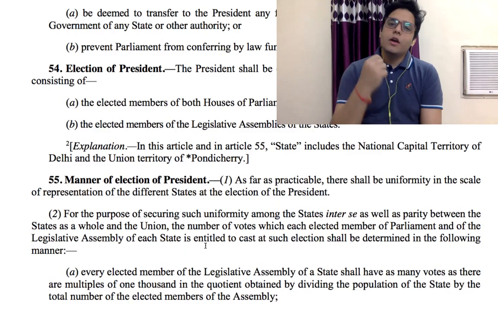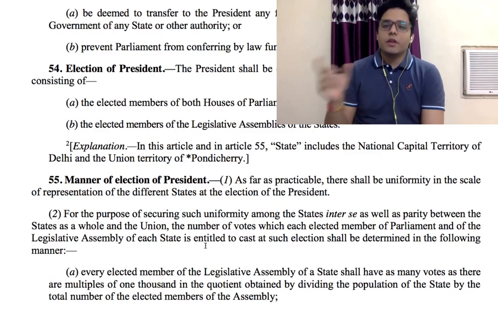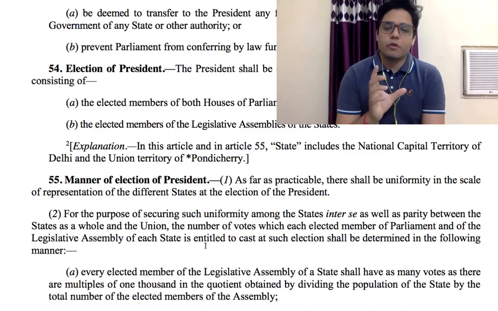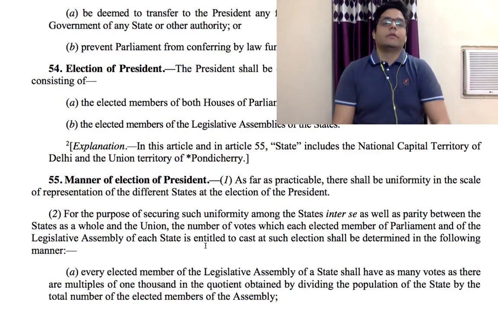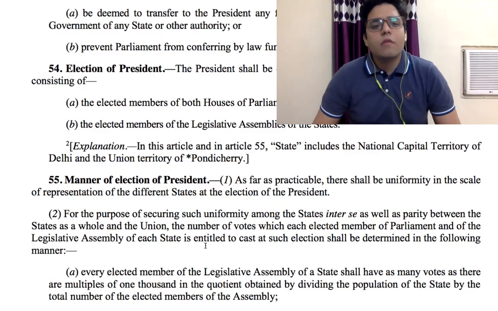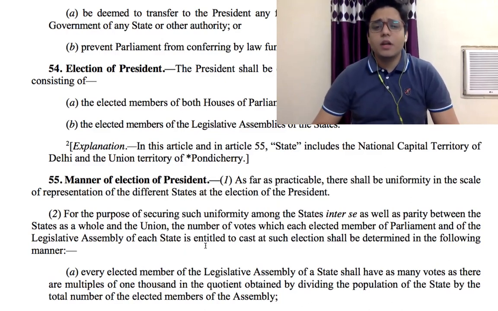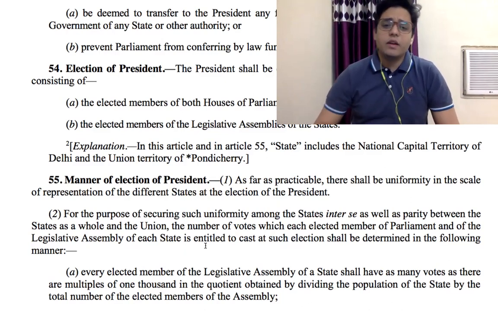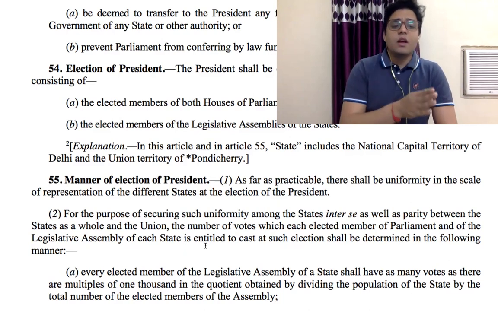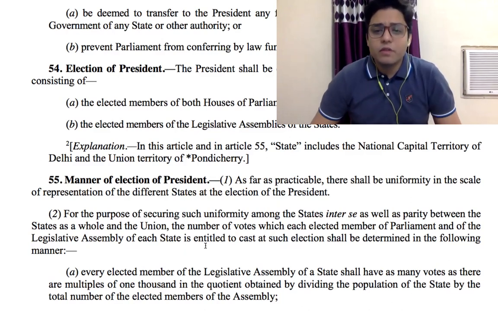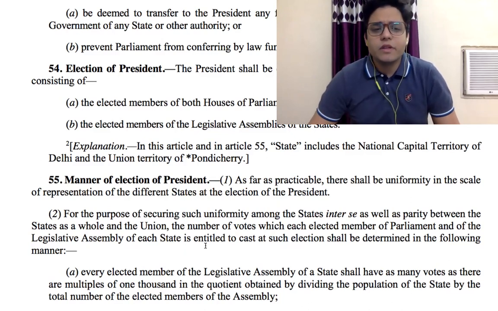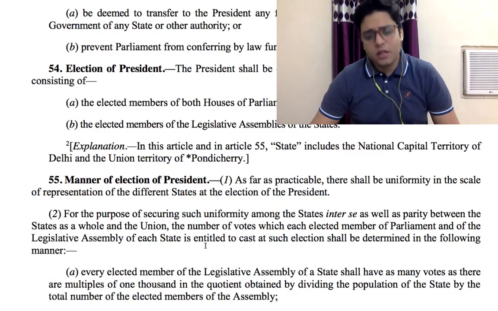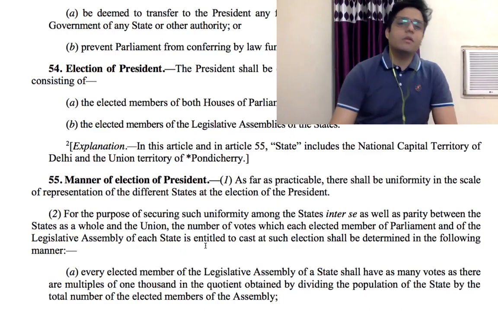So there has to be uniformity of scale, that this much population, so this much vote. So according to the population, the value of the vote should be determined. Sub-Article 2. For the purpose of securing such uniformity among the states inter se, as well as parity between the state as a whole and the union, the number of votes which each elected member of the parliament and of the legislative assembly of each state is entitled to cast at such election shall be determined in the following manner.